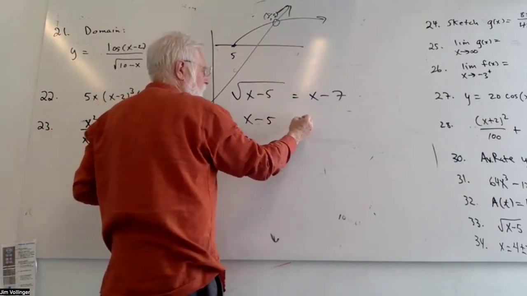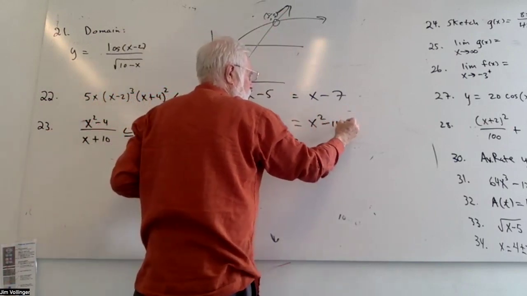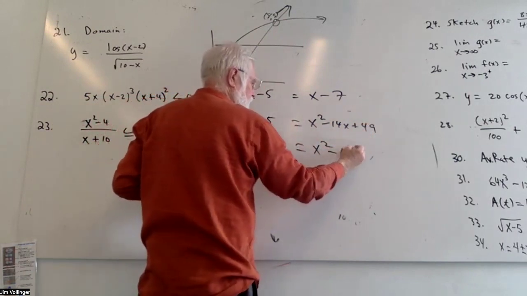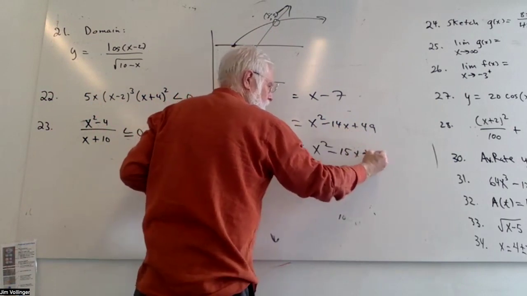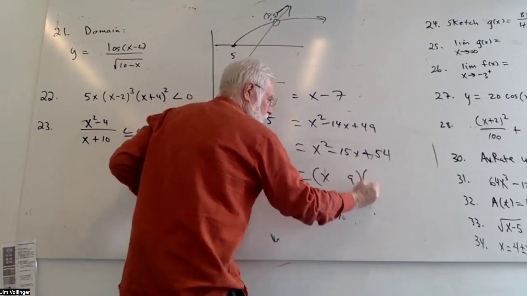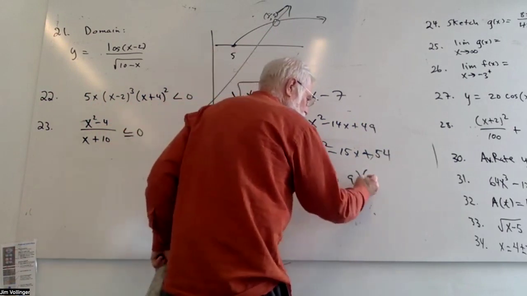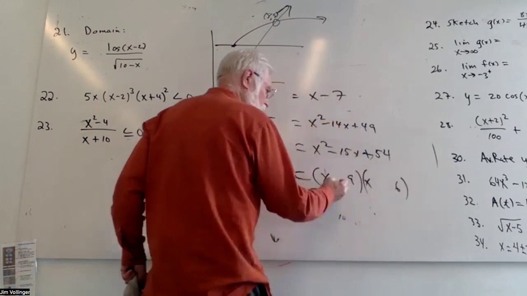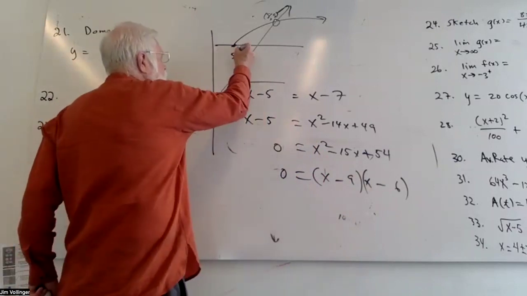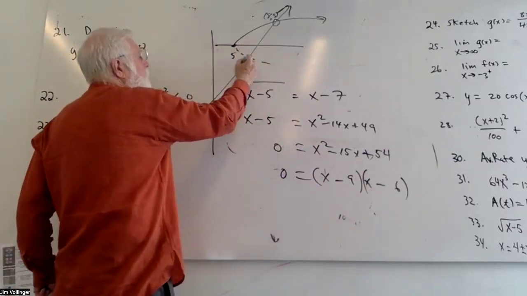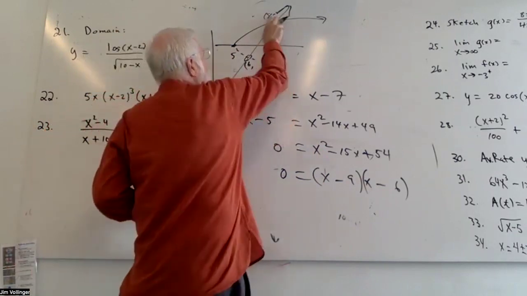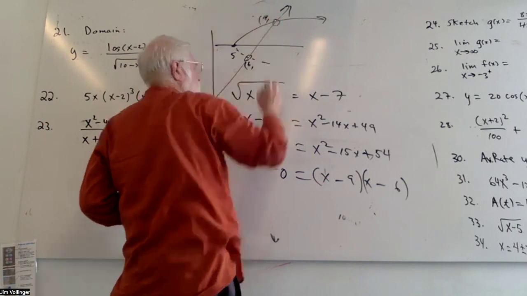Square both sides: x minus 5 equals x squared minus 14x plus 49. 0 equals x squared minus 15x plus 54. 54 is a 9 and a 6, so we've got an x and a 9. And then 9 and 6 make 15, good. 9 and 6, and they're both negative. All right, 6 is fictitious, right? That's where it intersects at x equals 6. We have a fictitious and extraneous solution. But x equals 9 was a good guess. So let's put 9 in.